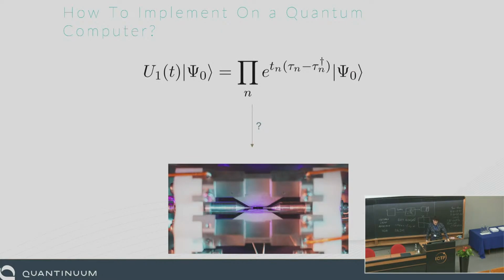All right, so how do we get this onto a computer? Here's a nice ion trap. I'm not biased, but they are the best.